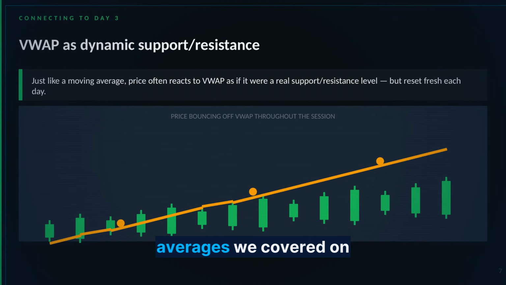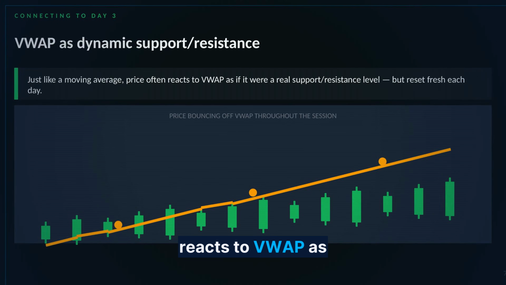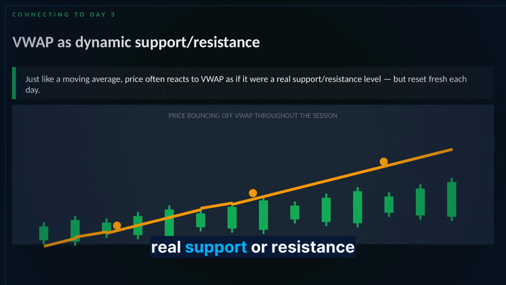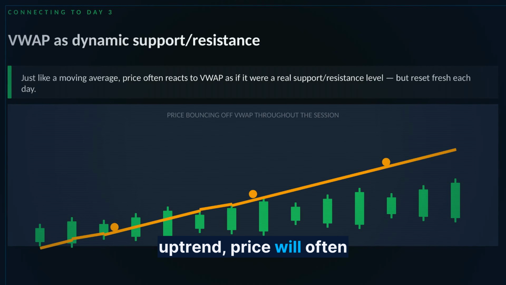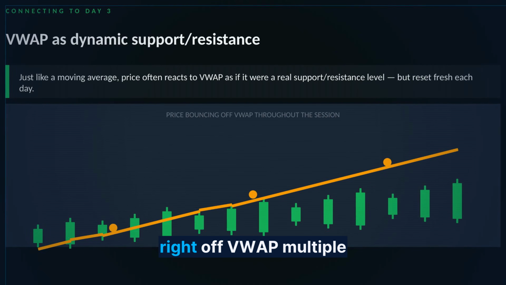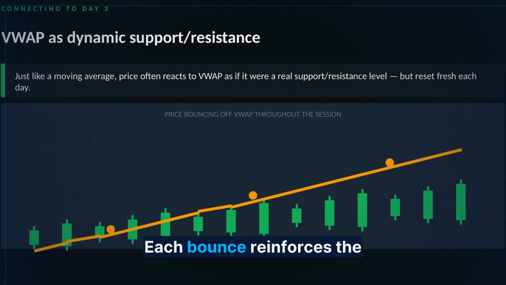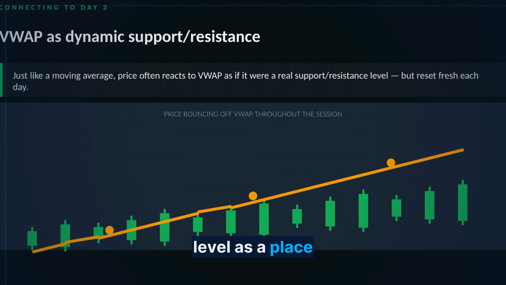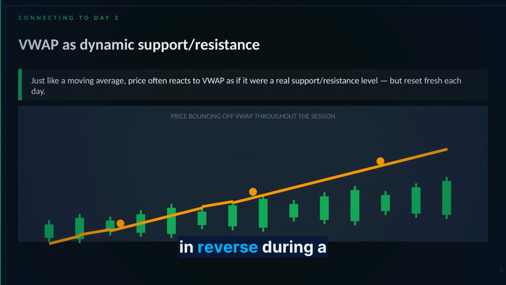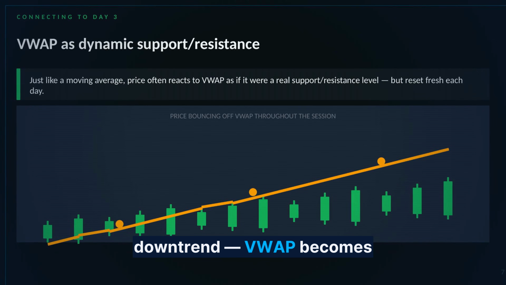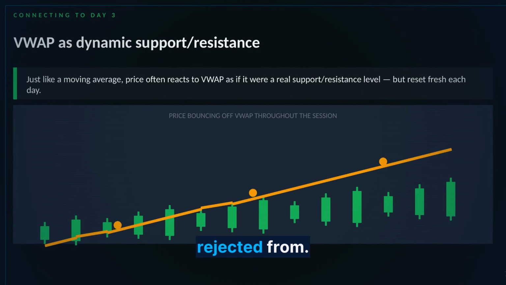Just like the moving averages we covered on day 8, price frequently reacts to VWAP as if it were a real support or resistance level. In a strong intraday uptrend, price will often pull back and bounce right off VWAP multiple times throughout the session. Each bounce reinforces the level as a place where buyers are stepping back in. The same logic works in reverse during a downtrend. VWAP becomes a moving resistance ceiling that price keeps getting rejected from.